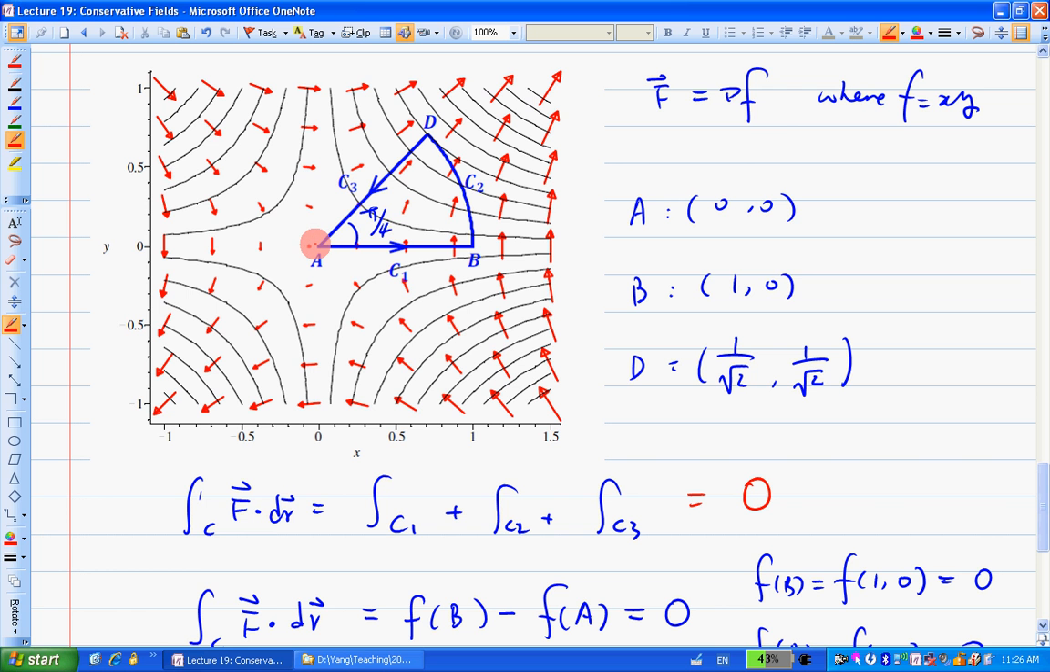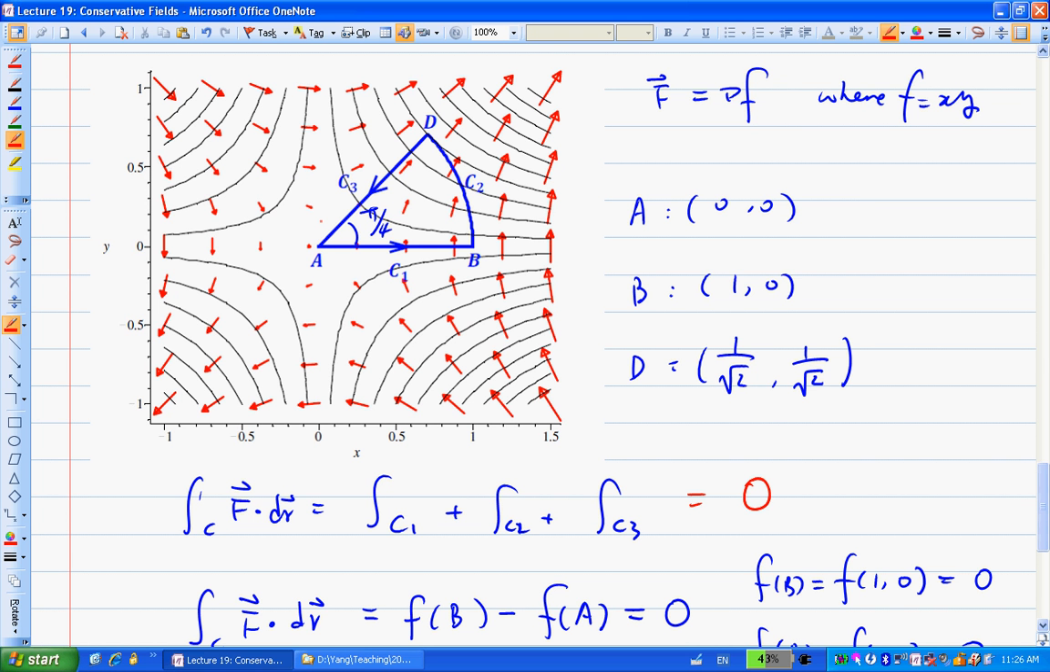Come again? Is that because you're doing a loop? Yes, exactly. This is because it's a loop. As a matter of fact, it doesn't really matter what kind of loop it is. As long as you start here and then come back, your line integral will be 0 for this case.